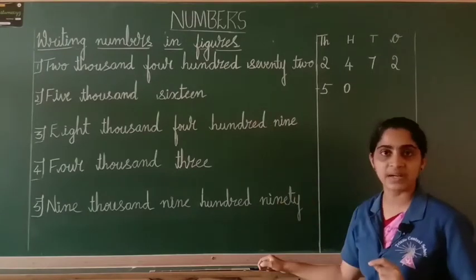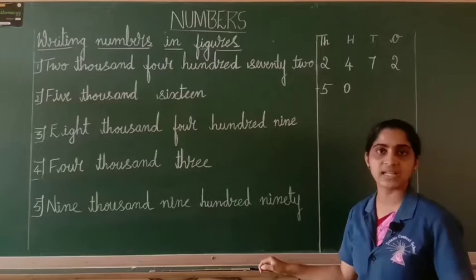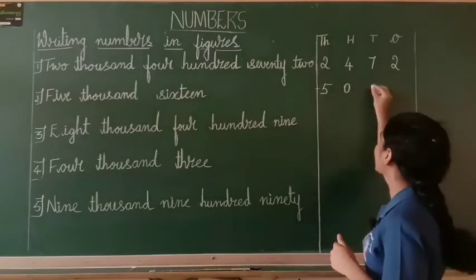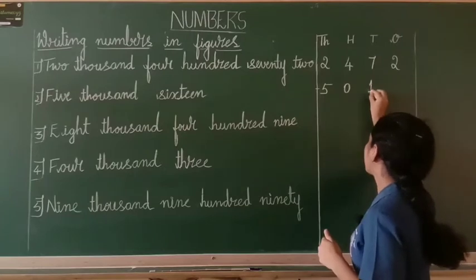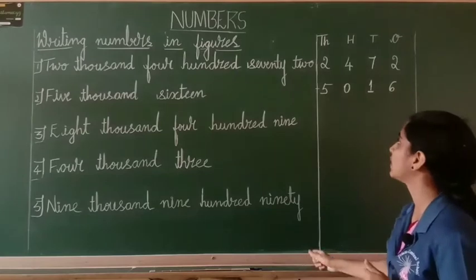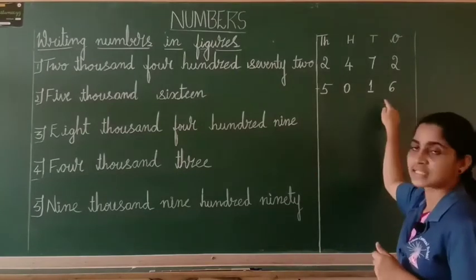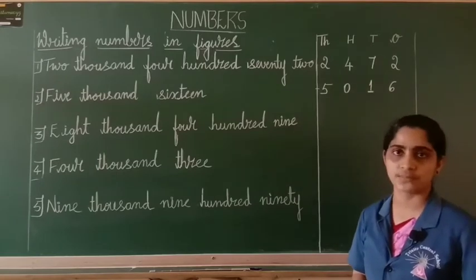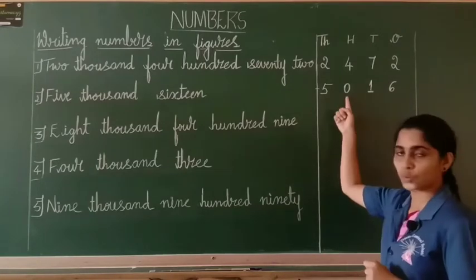And the next number is 16. That means 1 ten and 6 ones. So, let's write 1 in tens place and 6 in ones place. So, it will be 5016. Now, you may be having the question, why we have to put 0 here?